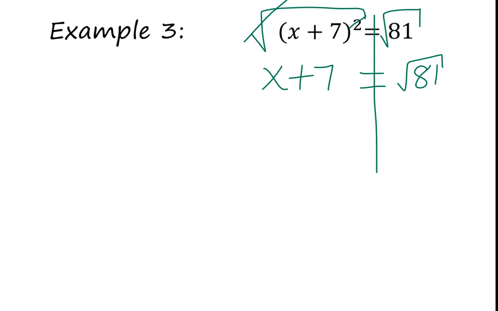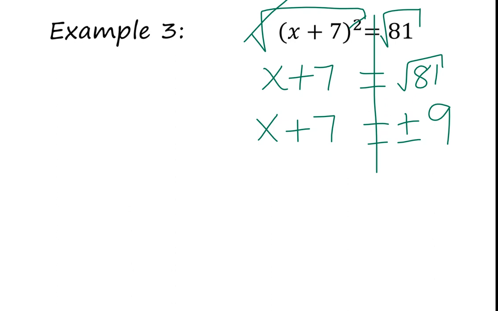81 is a perfect square. The square root of 81 is 9. So at this point, I have x plus 7 equals a positive and a negative 9. Okay, well, what do I do here, miss? I don't know what to do. This is kind of weird. Well, we just set up two equations at this point.